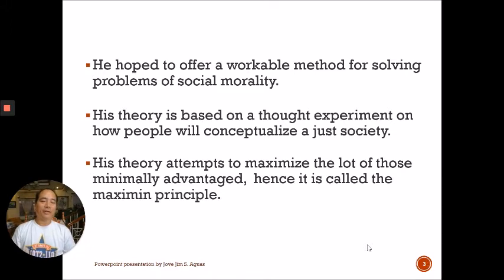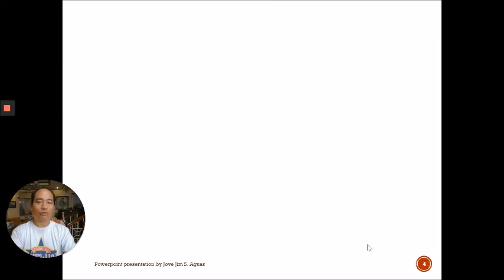So his theory attempts to maximize the lot of those who are minimally advantaged, meaning those who are disadvantaged, to maximize their benefits, despite the fact that they are disadvantaged. That's why the principle or the theory of justice of Rawls is sometimes called the maximin principle. Maximum, minimum. To maximize the lot of those who are minimum or minimal, those who are below. Right. So that's the whole idea, the general idea of the theory of Rawls.